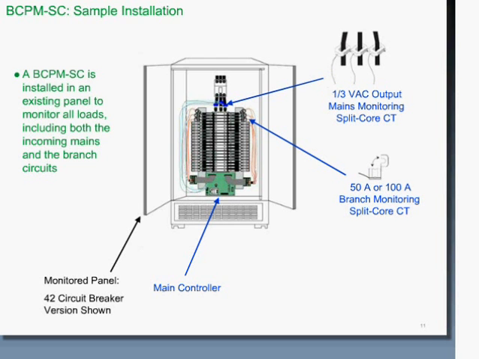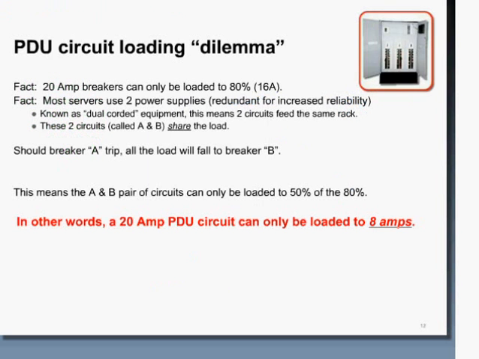So here are some of the dilemmas. Right now, a lot of circuits in the PDU are a typical 20 amp circuit. And by rule, you can only load a 20 amp circuit to 80%, which would be 16 amps. However, most servers use a redundant system with two power supplies. This is known as a dual corded system, which means within that PDU you have two circuits feeding the same rack. These circuits are known as A and B, which would share the load. Should breaker A trip, the load will obviously shift over to B.